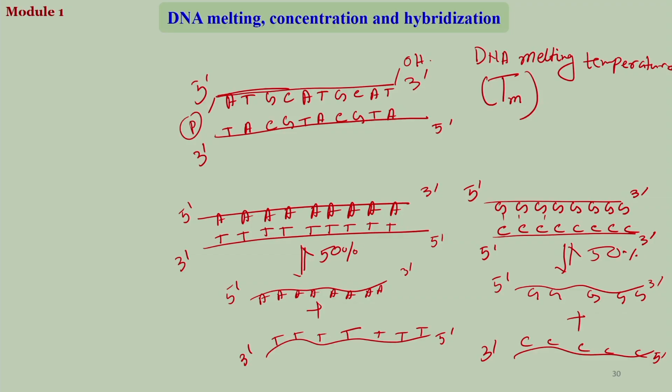So, you can measure the concentration of a DNA by measuring the absorption value. Now, if you come back here, when you have the double stranded DNA, the two strands are intact and it will show you a certain absorption value at 260 nanometer.